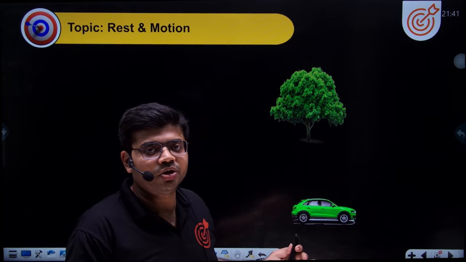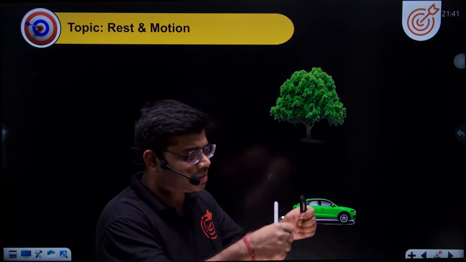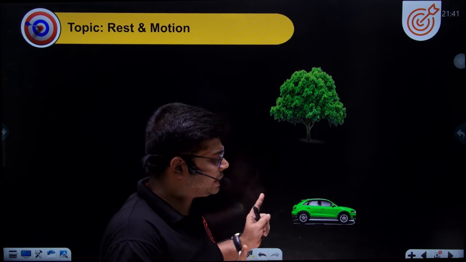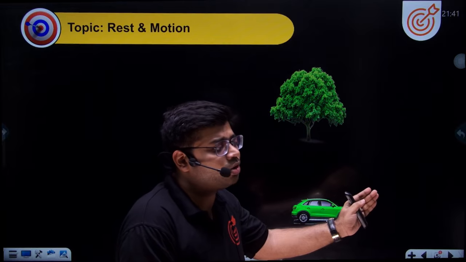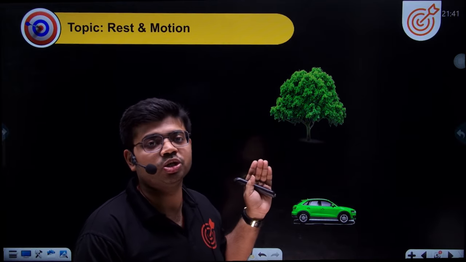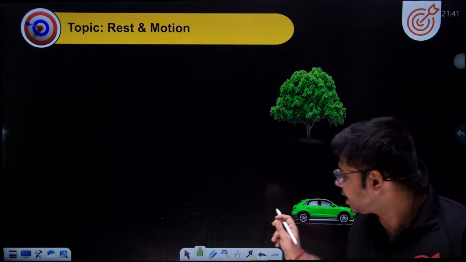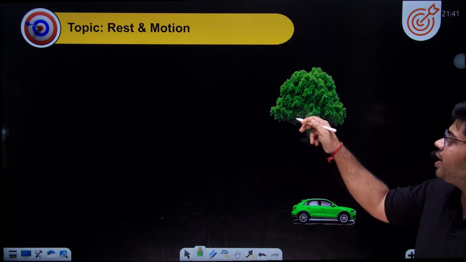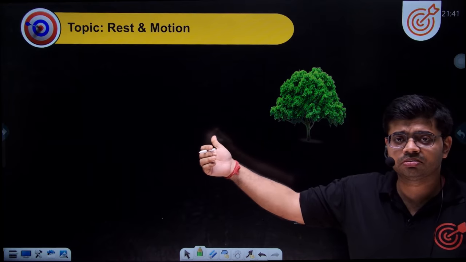Inside the car, when you are driving, you see everything stationary inside, isn't it? The steering, the gear of the car, everything inside the car is basically stationary. But the outside world seems to be moving to you. So if you are sitting inside the car, then the tree is going to move. You will say that with respect to the car, the tree is moving.